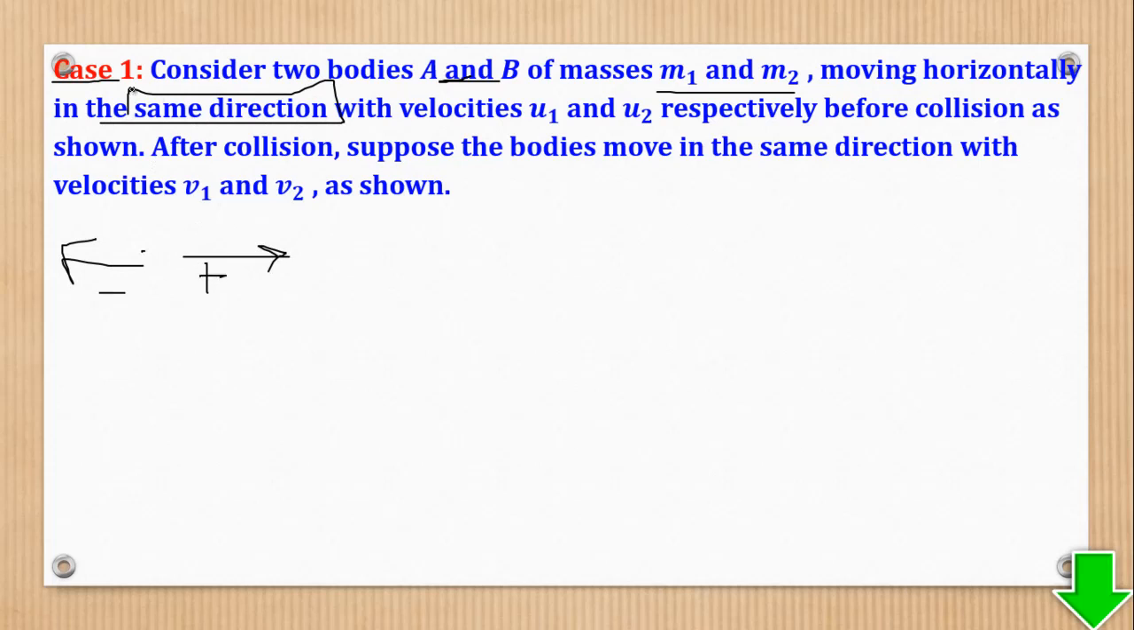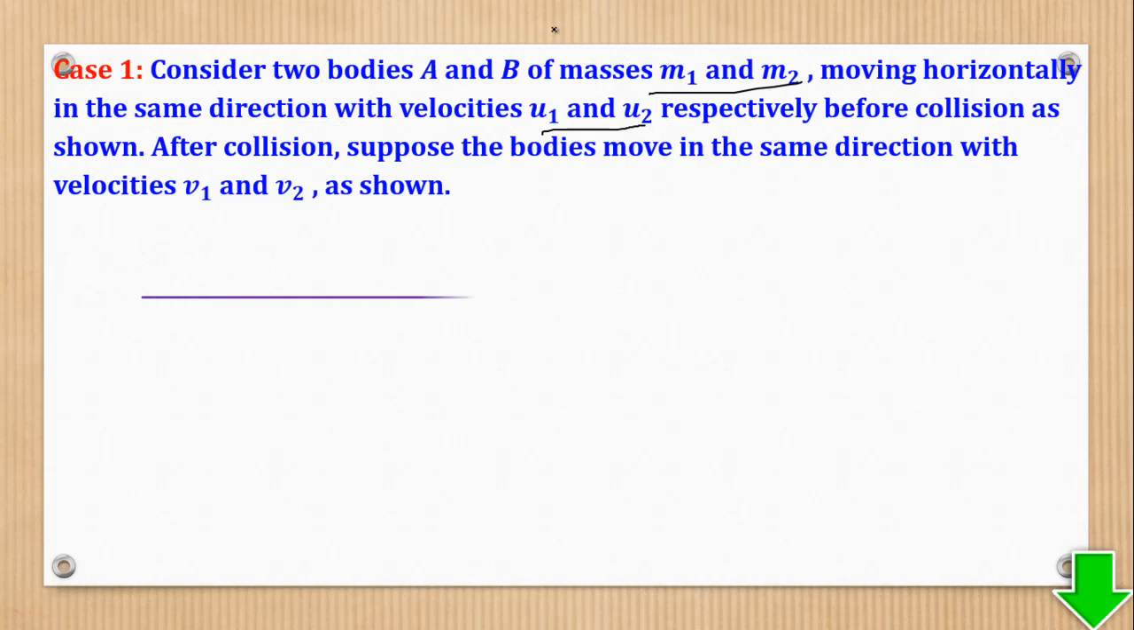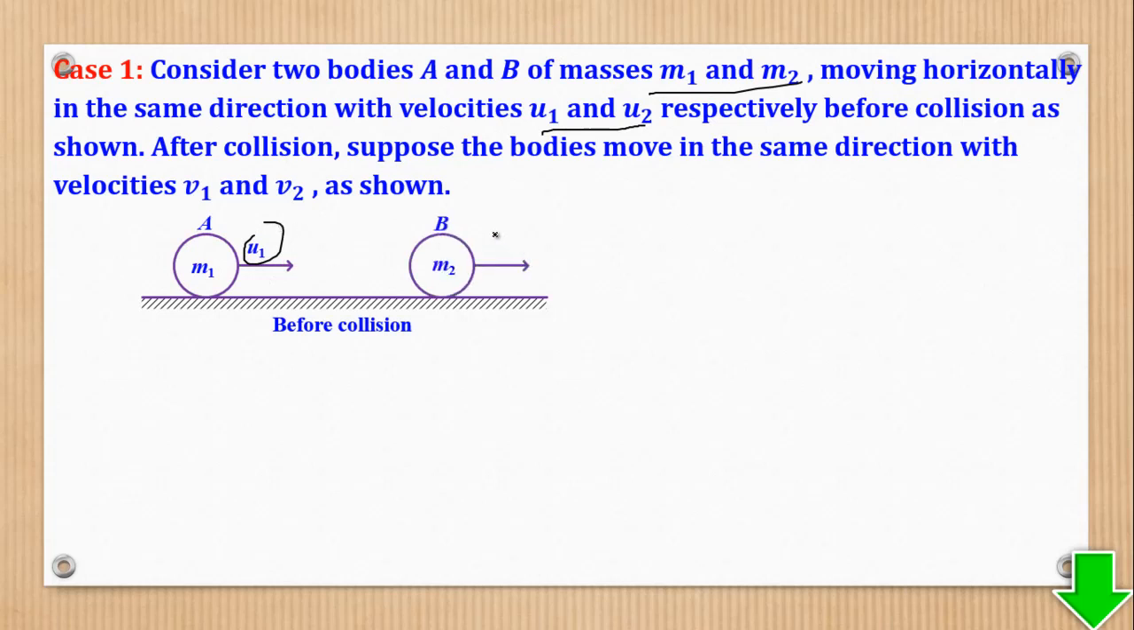But this time around, the good thing is they have told us that they are moving in the same direction. So both velocities will be positive, with velocities u1 and u2 respectively before collision as shown. So let's first illustrate that. Before collision, we have particle A of mass m1 with velocity u1. Then we also have particle B of mass m2 with velocity u2, both moving in the same direction.